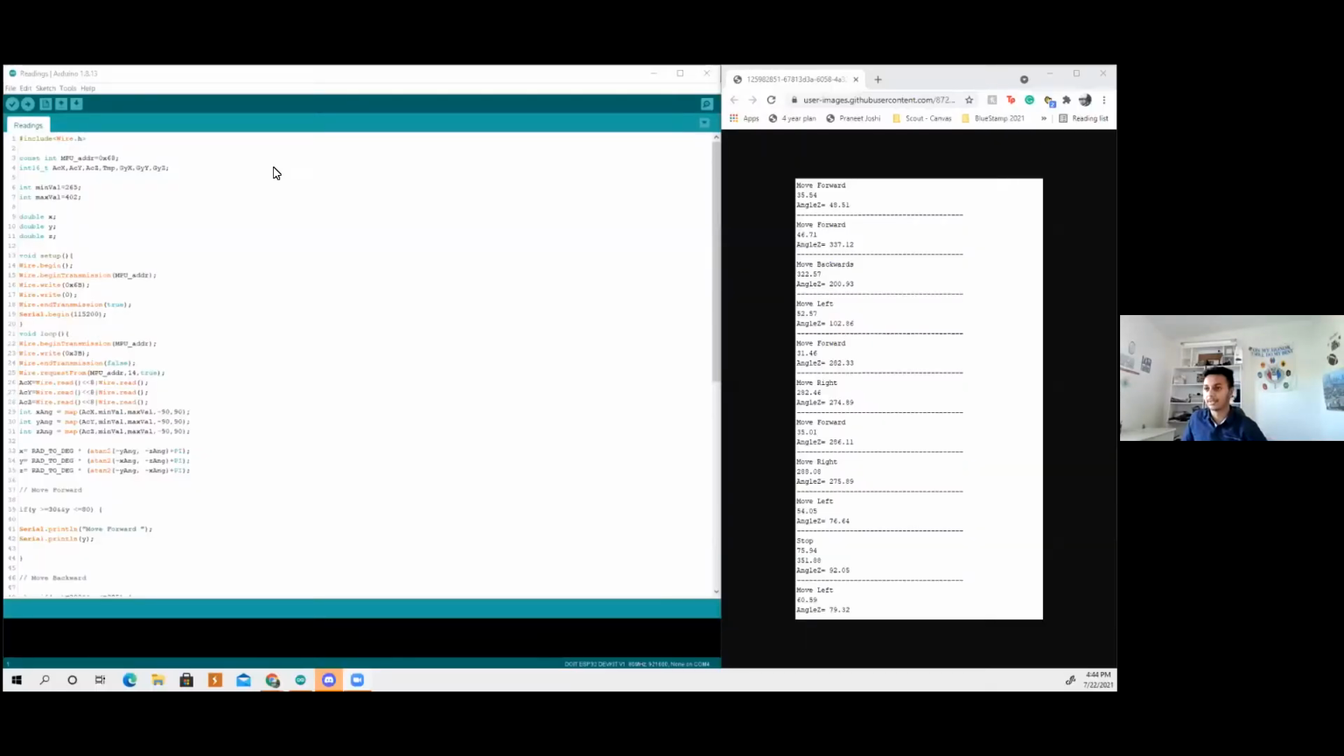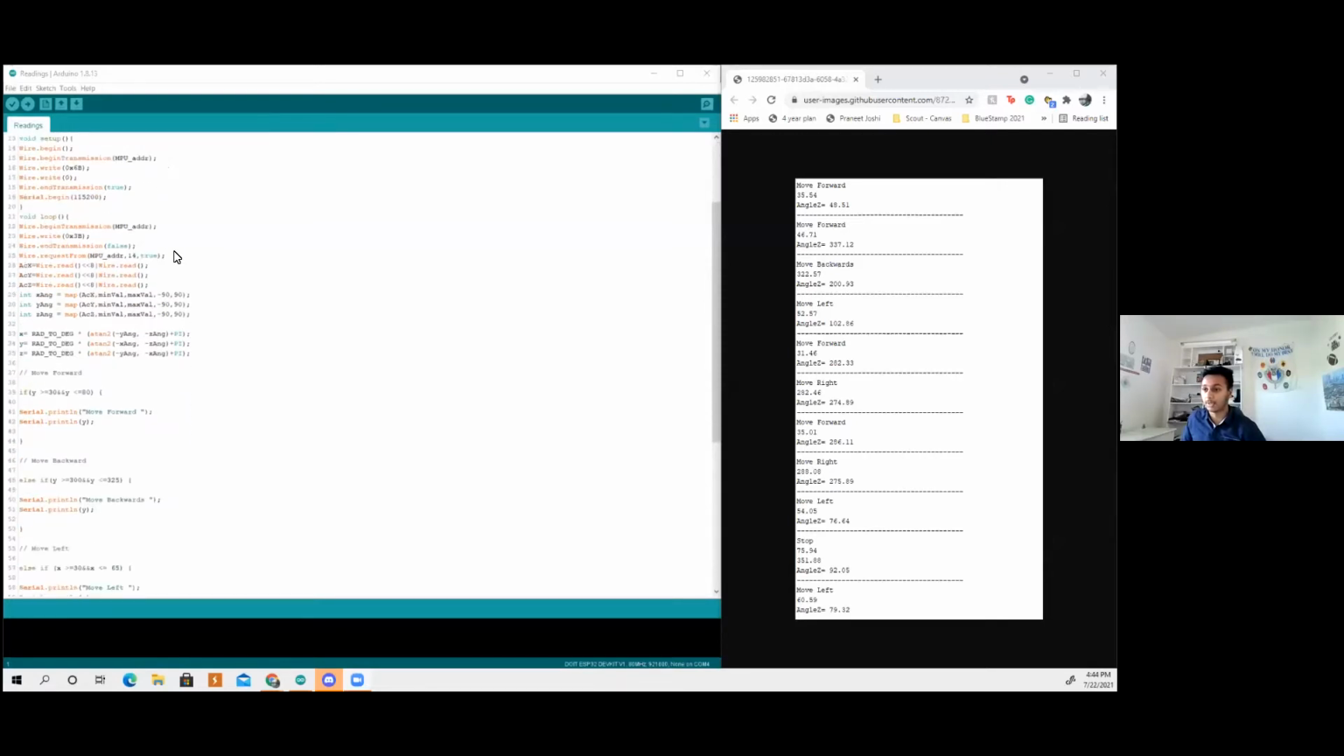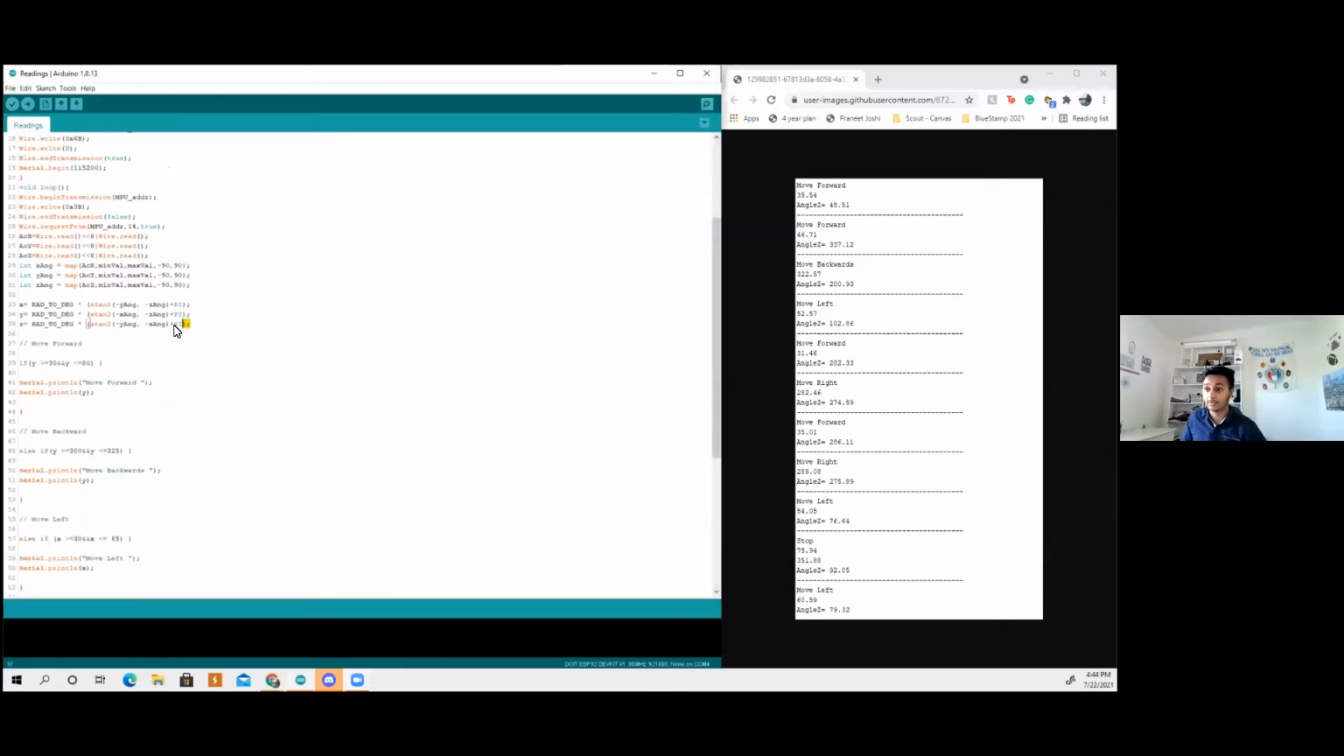Okay, so as you can see on the left of my screen, this is a little bit of code I wrote. The first thing I want to point out is this little segment, which converts the initial units of the accelerometer, which are radians, to degrees. That was easier for me to work with.